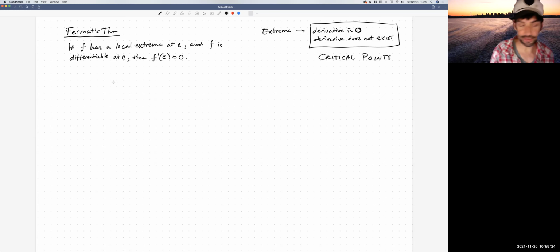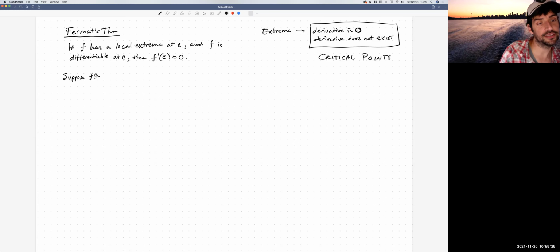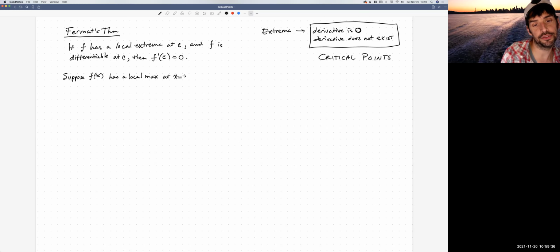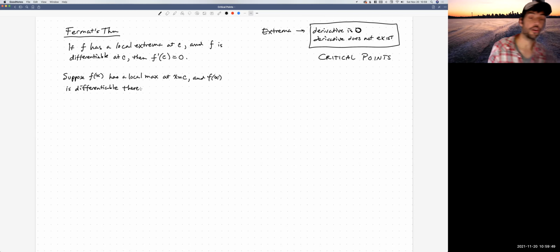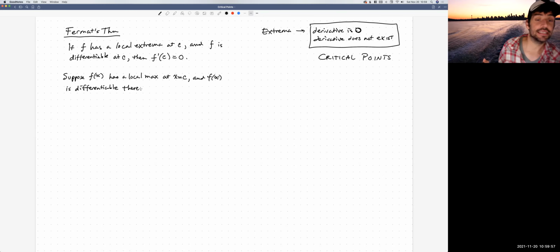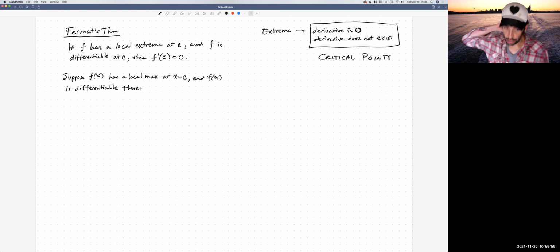So how do we prove this? Let's suppose f of x has a local maximum at x equals c, and f of x is differentiable there. Right, so we're assuming that it has a maximum there. We'll talk about minimums in a second. We've got to handle them separately. And that it's differentiable there. So then we know two things.